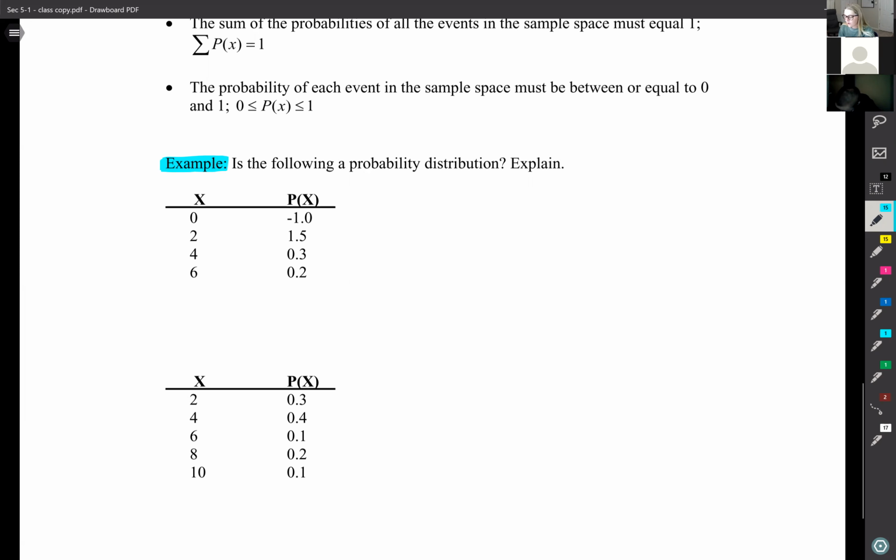So we have the x values of 0, 2, 4, and 6, and then we have the following probabilities on the right-hand side. Using those 2 requirements, why don't you think about whether it's a probability distribution or not? When you have an answer, a yes or no, send me a private chat and then we'll talk about it. I'm just talking about this first one for now, so you don't have to give me your explanation. Just chat me a yes or no.